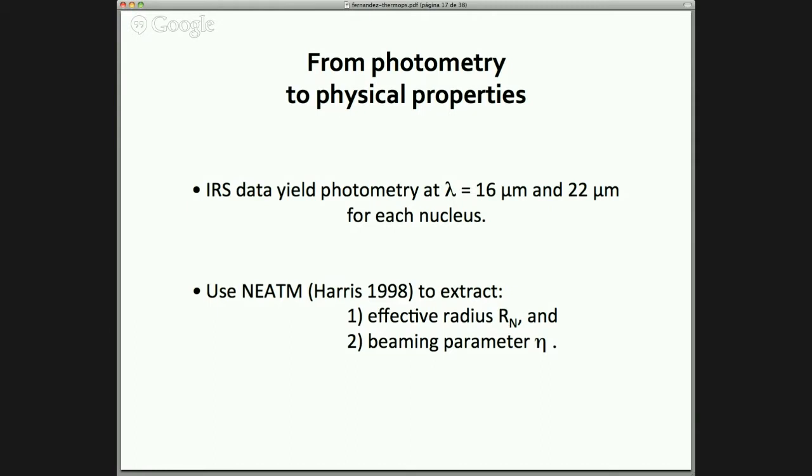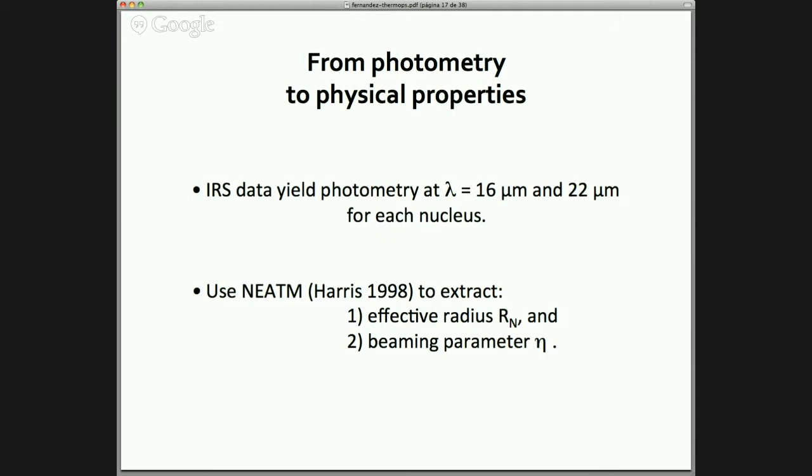Oh, shoot, that wasn't eta, really. You get the effective radius and you get the beaming parameter out of the photometry. Oh, and that was a lambda too. Oh, sorry about that, my fonts.